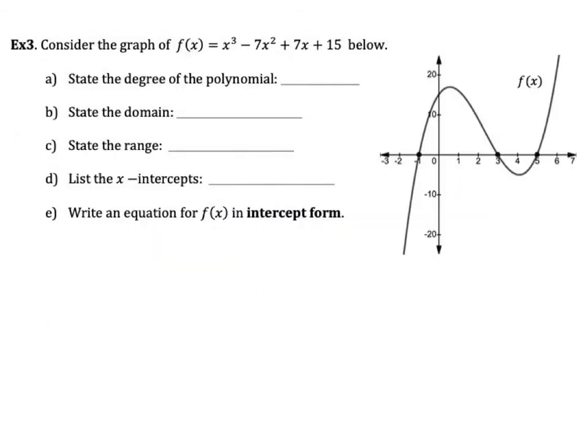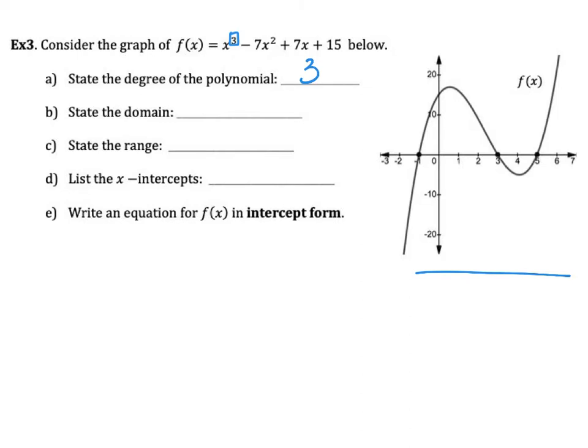Okay, moving on. Example 3. It says consider the graph of f of x equals x cubed minus 7x squared plus 7x plus 15, which is here off to the right. State the degree of the polynomial. Well, the degree of the polynomial is just the highest power, which is 3, so it has a degree of 3.